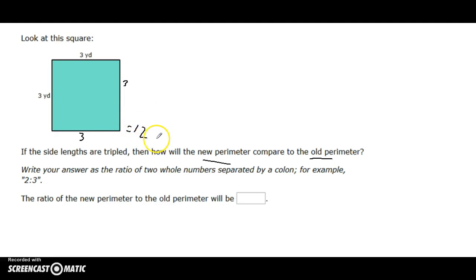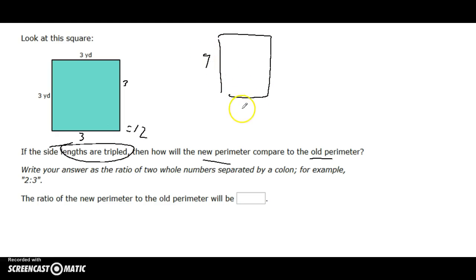So that's the original one. And so the new one, they said the side lengths are tripled. So we're just going to draw a square. Obviously, it's not to proportion. But if you triple everything, it's 9. Okay, 9 on all these. 9 times 4 is 36. Okay, so new first, the proportion of new to old perimeter is 36 to 12.